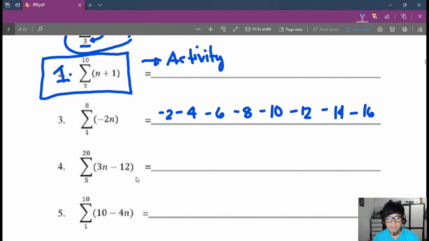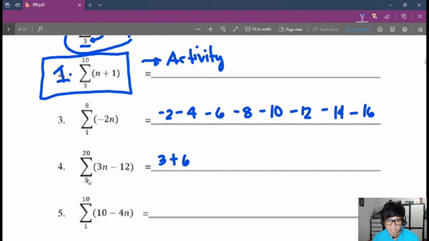For this one, so ang n natin is ranging from 5 to 20. So, that is 3 times 5 is 15 minus 12 is 3. So, 6 times 3 is 18 minus 12. 18 minus 12 is 6. So, the next term here is 6. 3 plus 6.